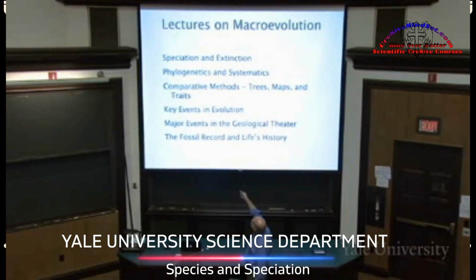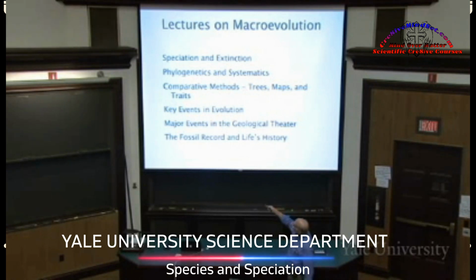Then we will, next time, have a talk about phylogenetics and systematics, and then about how you can use the combination of these principles to look at evolutionary trees and to place them on maps, and then to place the evolution of traits onto trees and onto maps so that you can integrate space and time and history.